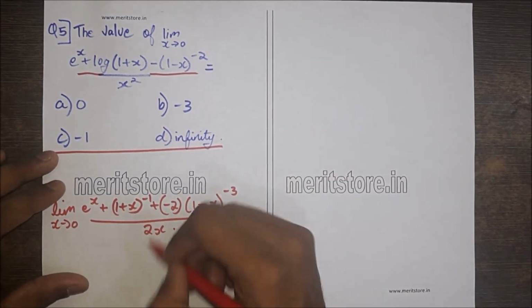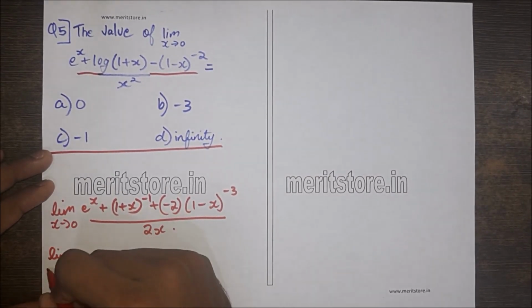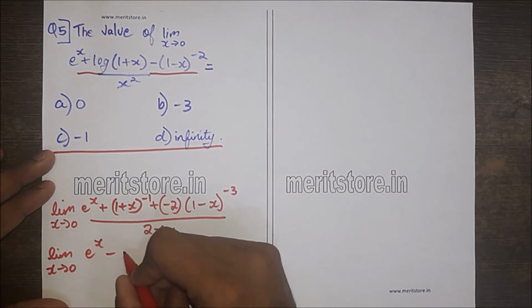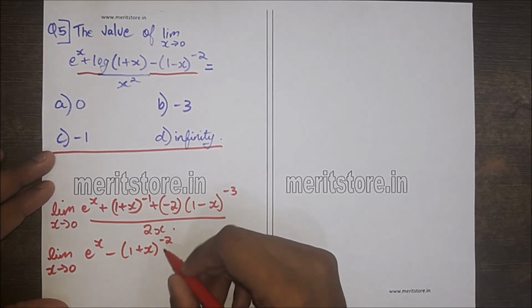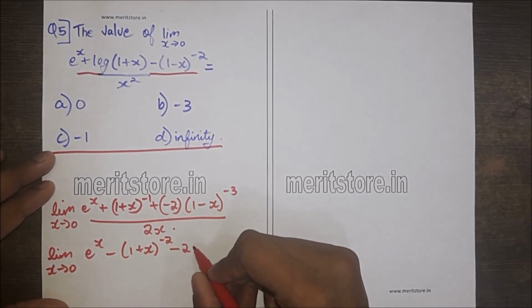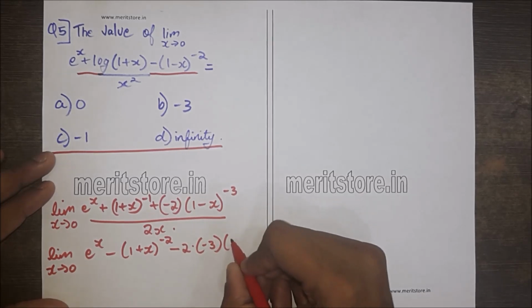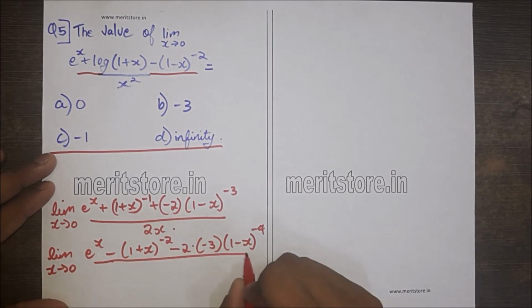Now further applying L'Hopital's rule on this term, we would get limit of x tends to 0, e raised to x minus 1 plus x raised to minus 2 into minus 3, 1 minus x raised to minus 4 upon 2.